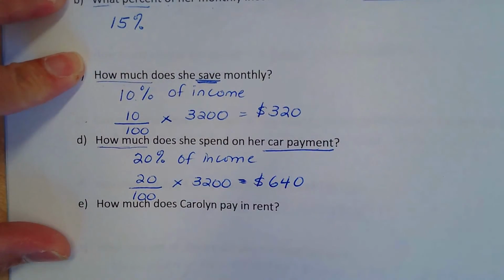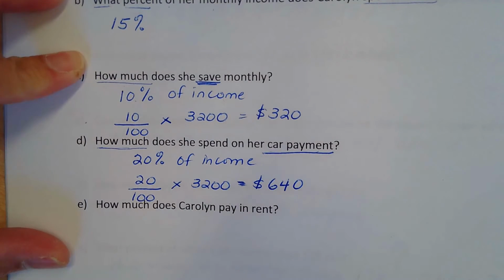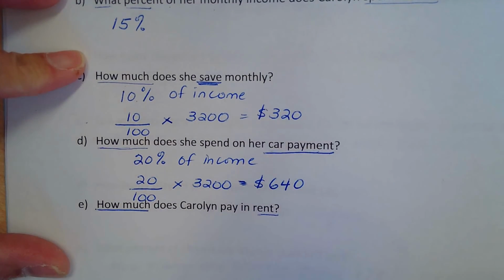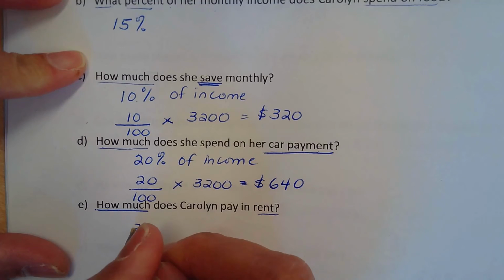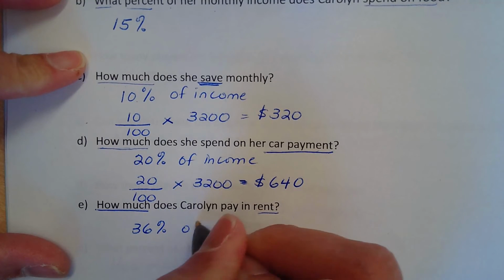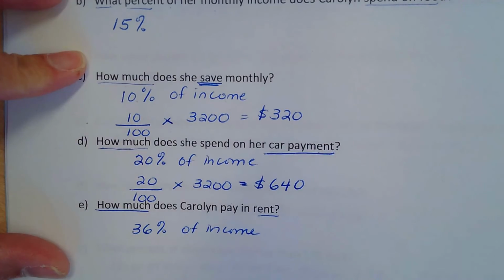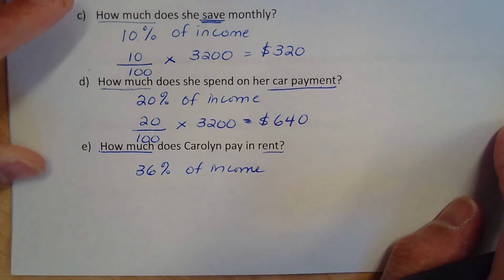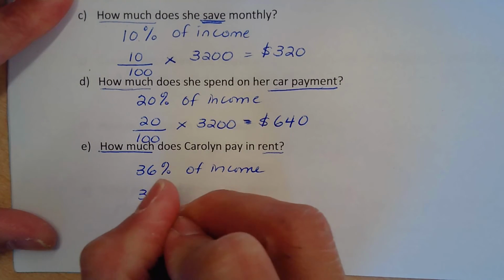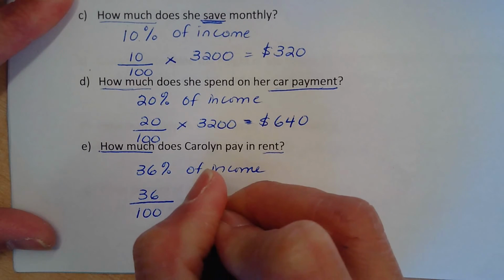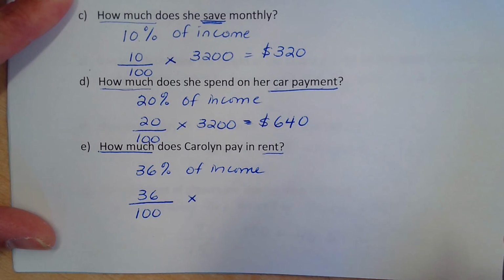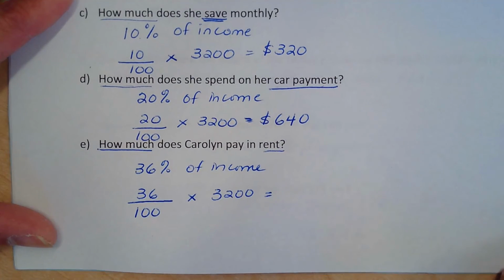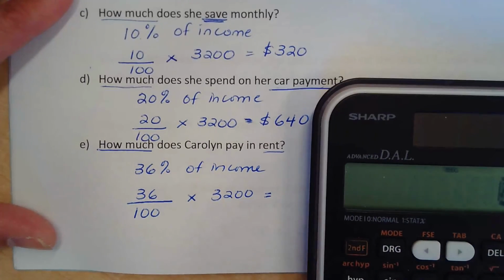Okay. Now I think this is your question. The rent. It is super high. How much does she pay on rent? Okay, well, how much is the rent? We know it's 36% of income goes to rent. Okay, so let's calculate that. We don't want the percent, we want how much, the money. So 36 out of 100 times, how much is her income? 3,200.